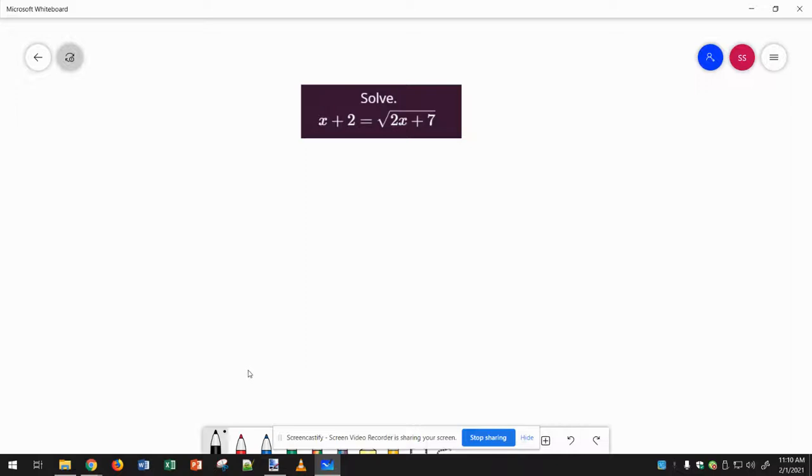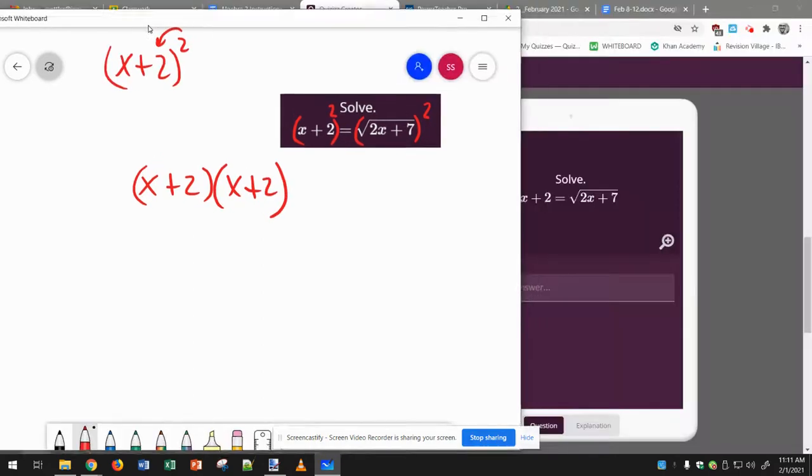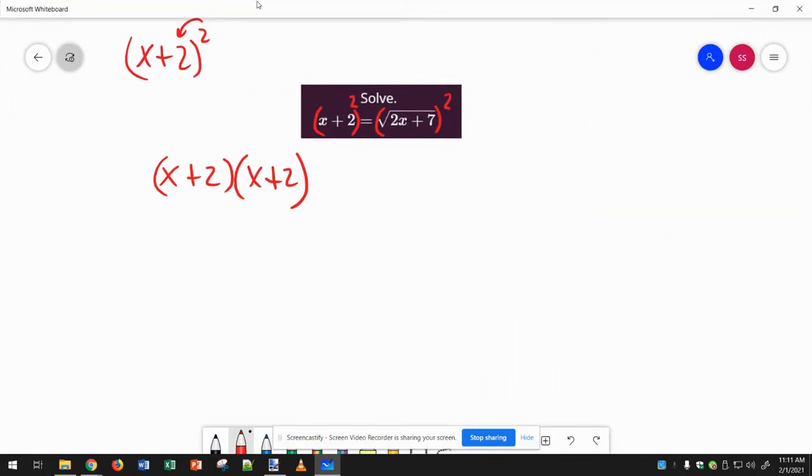You see a binomial on one side and a square root of something on the other side. This is the kind that's going to take a lot of work because we have to cancel out this square root by squaring both sides, which means we have to square the other side. So then x plus 2 times x plus 2, we have to do this. There's no shortcut. You can't just distribute these exponents. It doesn't work like this.